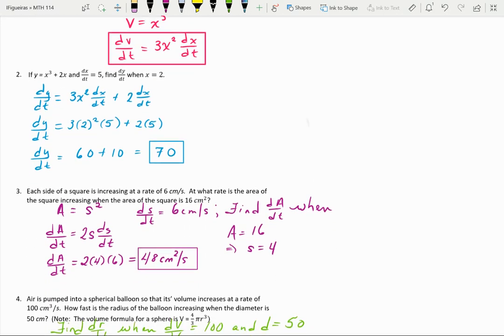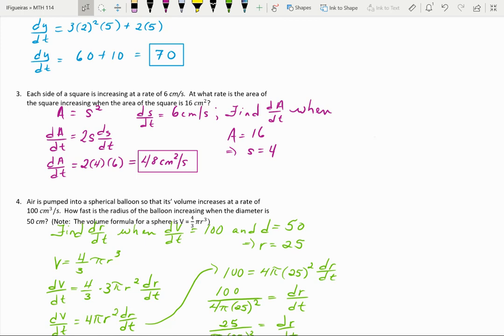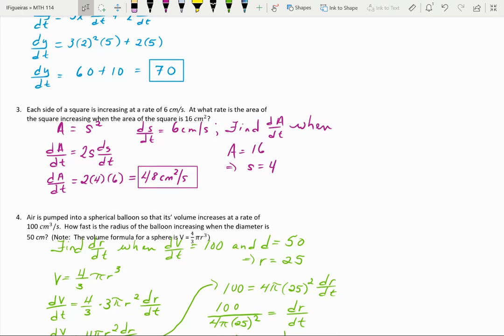Okay, let's move on to number 3. Number 3 says that each side of a square is increasing at a rate of 6 centimeters per second. At what rate is the area of the square increasing when the area of the square is 16 centimeters squared? All right, so again, we need a formula. The formula for the area of a square, I'm going to call the side s, is A equals s squared. So it's asking us to find the rate of change of the area. It says, at what rate is the area of the square increasing.